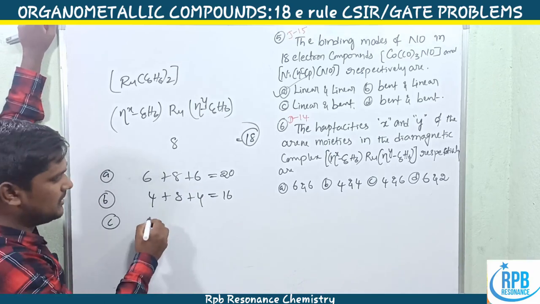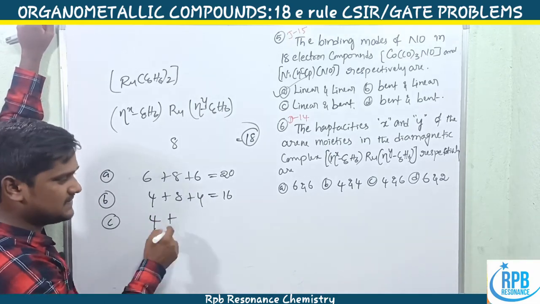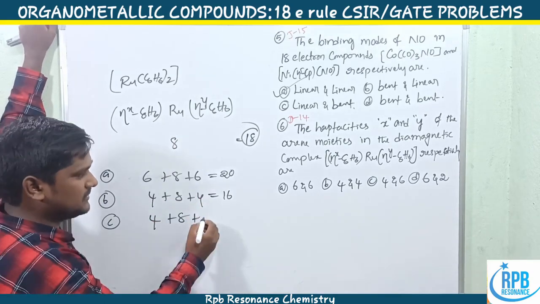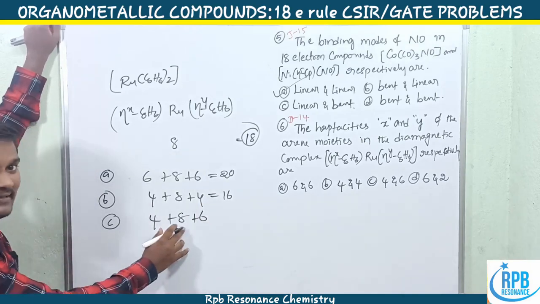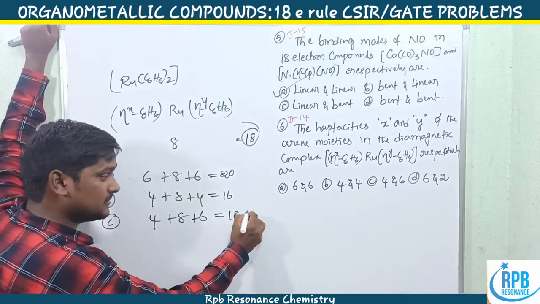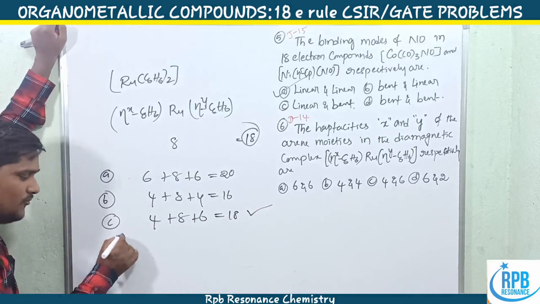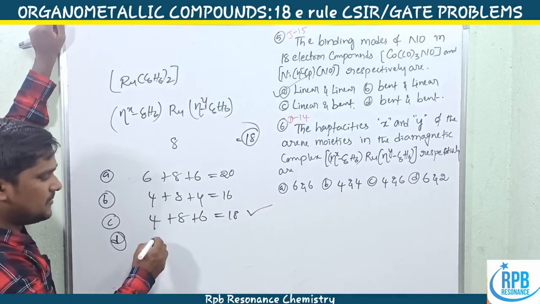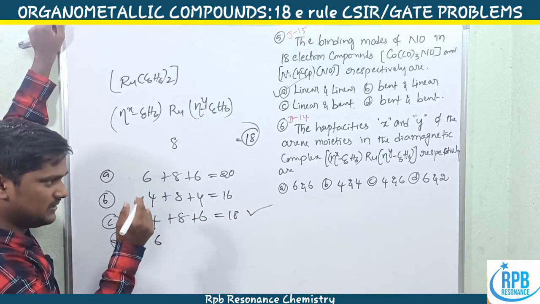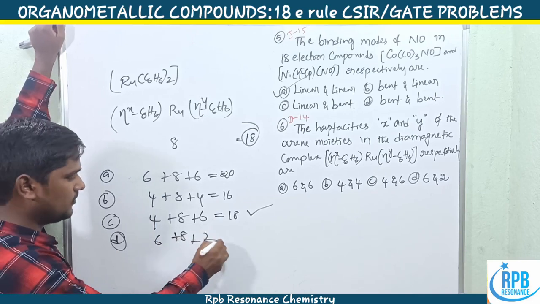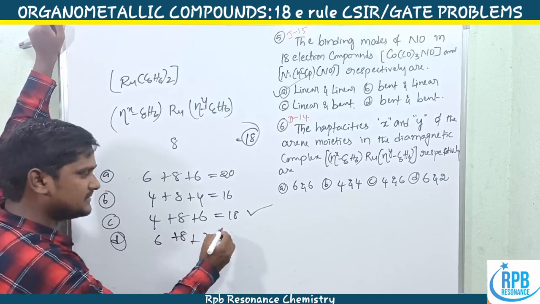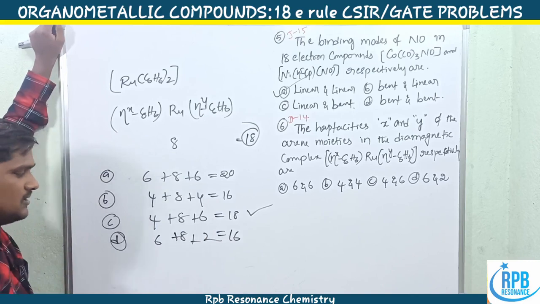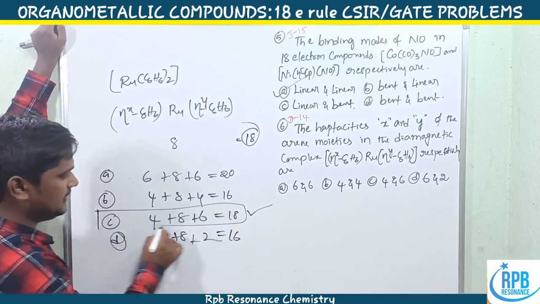Now C, X is equal to 4, then Y is equal to 6. 4 plus 8 is 12, 12 plus 6 is 18 electrons. It follows the 18 electron rule. Now the final one, D: X is equal to 6 and Y is equal to 2. 8 plus 2 is 10, 10 plus 6 is 16 electrons. So among the four, only option C gets the 18 electron rule.